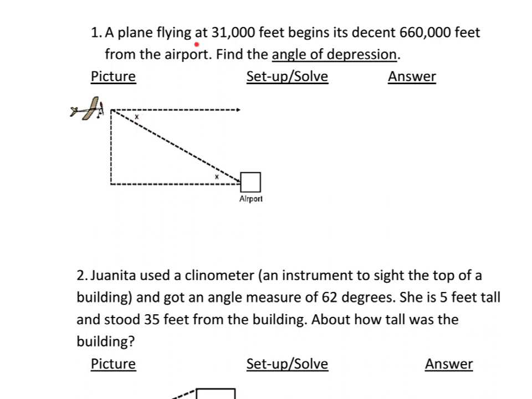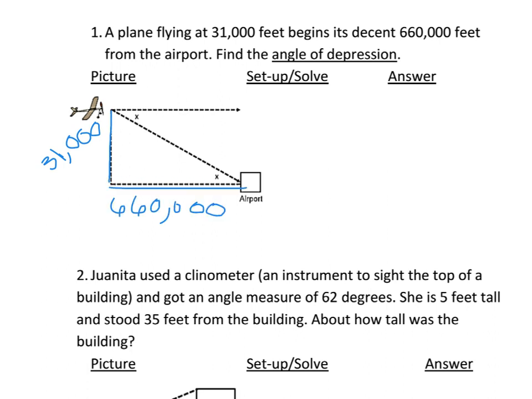It says that the plane is up at 31,000 feet, so from the ground up to here, it is 31,000 feet. It also told us that it began to go down, so the plane starts going down when it is 660,000 feet from the airport. Airport is here, it starts descending here. It's actually talking about this straight distance from when the plane starts to go down.